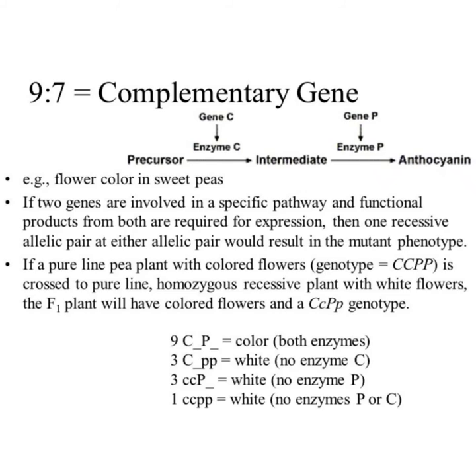If a pure line plant with colored flowers, genotype capital C capital C capital P capital P, is crossed to a pure line homozygous recessive plant with white flowers, the F1 plant will have colored flowers, and a capital C small c, capital P small p genotype is obtained. The ratio obtained by the complementary gene is 9:7. 9 are colored flowers and 7 are white flowers. The 9 colored flowers are because of the formation of the pigment, and the 7 flowers do not form the pigment.